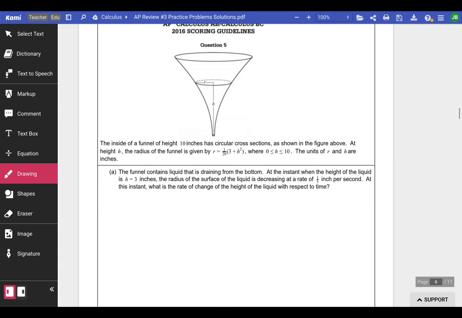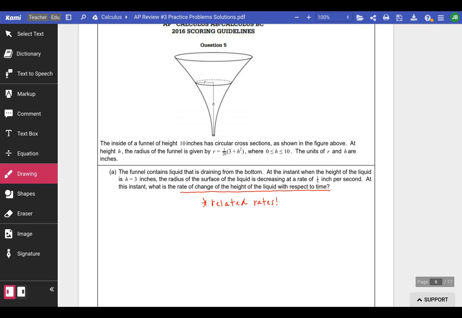So this funnel contains liquid that's draining from the bottom. At the instant when the height of the liquid is h equals 3 inches, the radius of the surface of the liquid is decreasing at a rate of 1/5 inch per second. So at this instant, what is the rate of change of the height of the liquid with respect to time? So when we see this, the rate of change of the height of the liquid with respect to time, that should clue us in right away that this is a related rates problem.